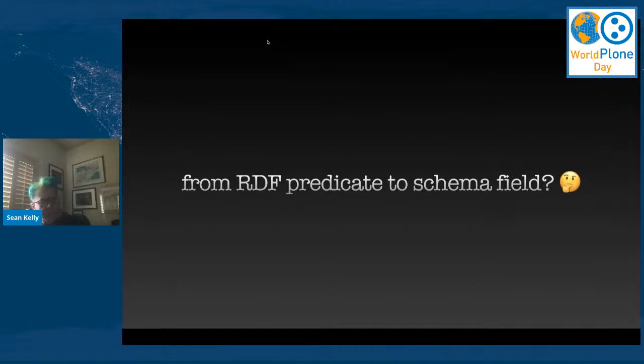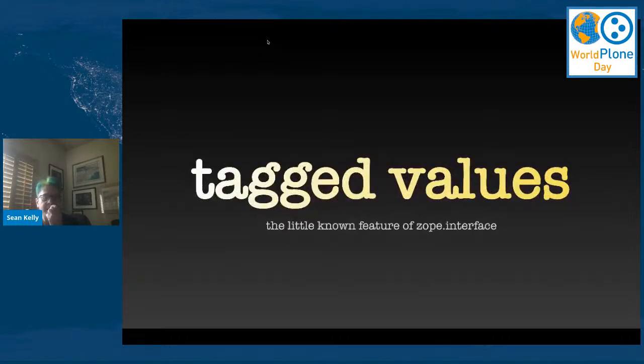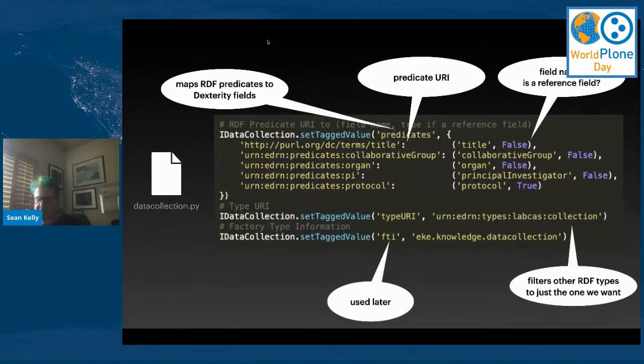So we have all this on paper, but we need to go from RDF predicate to an actual schema field. What do we do to actually get those values filled in? Here's where we take advantage of kind of a little known feature of zope.interface called tagged values. You can call setTaggedValue on an interface class to associate an arbitrary name-value pair. And we make heavy use of this to annotate our custom schema interfaces with additional data that will make mapping from RDF possible.